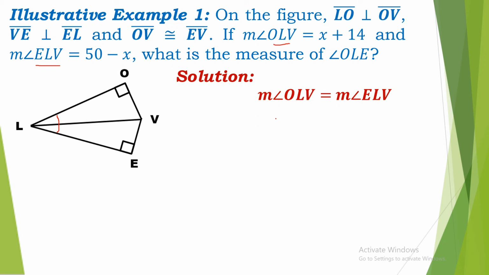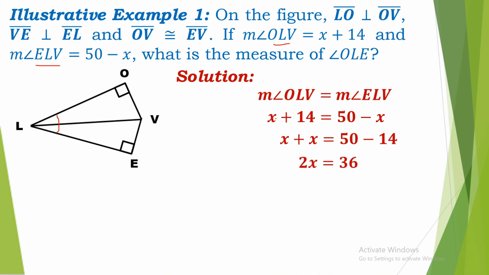So by substitution, we have x plus 14 is equal to 50 minus x. Combine like terms, so we have x plus x and 50 minus 14. So x plus x, that's 2x, and 50 minus 14 is 36. So what is now the value of x? Very good. x equals 18.